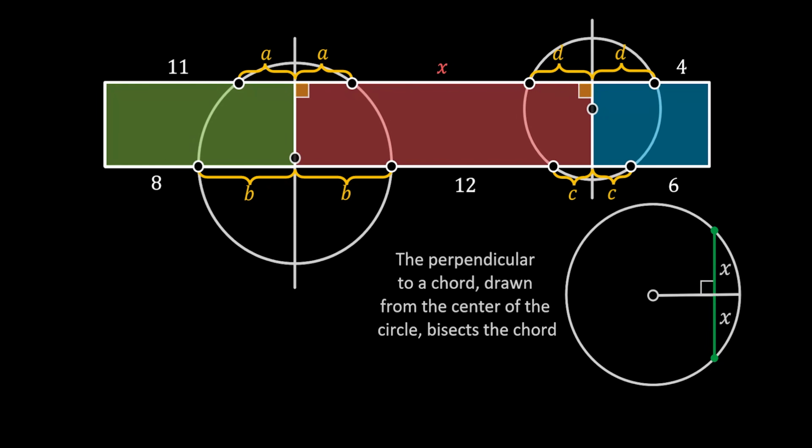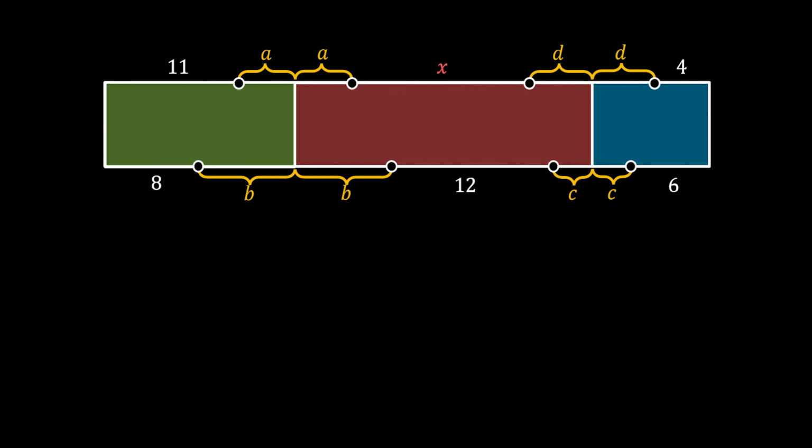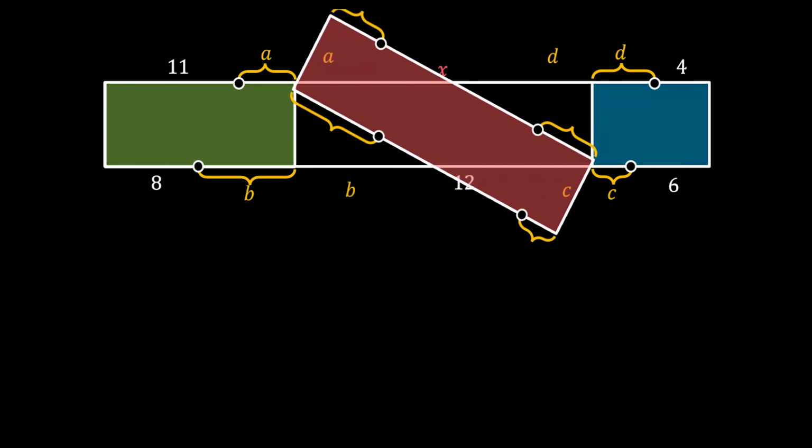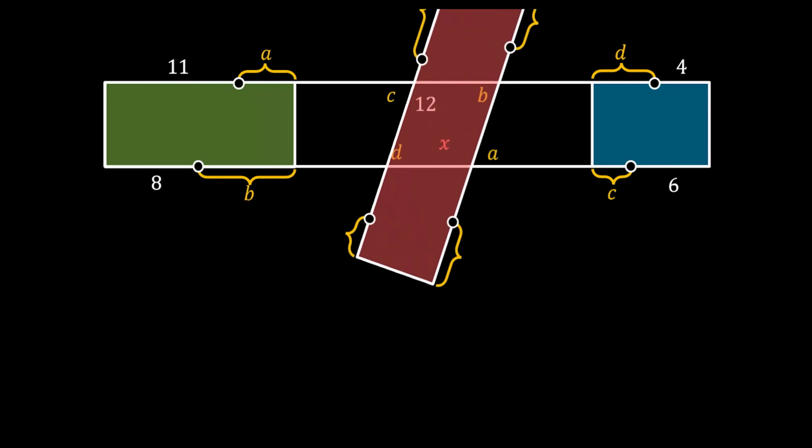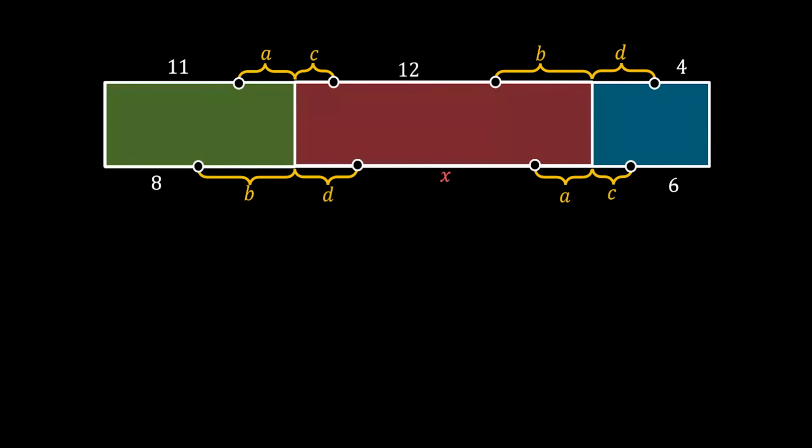Now, let's clear our image a little bit. So, my idea is to rotate the middle rectangle, this red one, and I'm going to rotate it 180 degrees, as you can see on the sketch. In this way, we have something really interesting. We can say that the upper line of our big rectangle equals the sum of the segments of 11, A, C, 12, B, D, and 4.